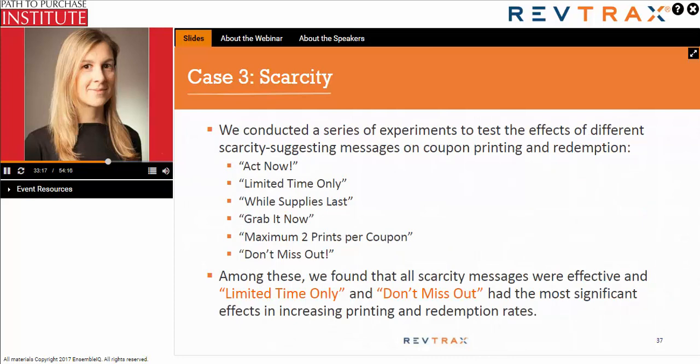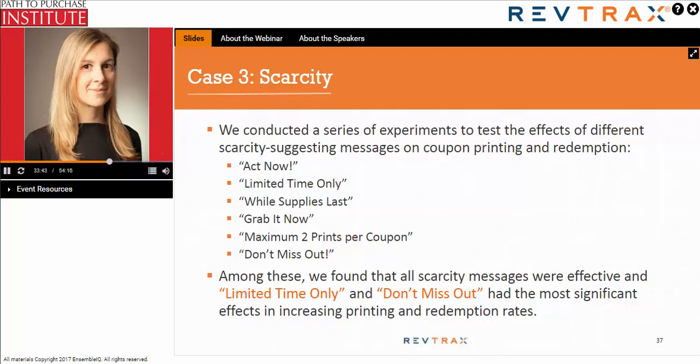Okay, so what did we do? We conducted a series of experiments where we tested the effects of different scarcity-suggesting messages on coupon printing and redemption. So we always had a control, and then we had the following messages such as act now, limited time only, while supplies last, grab it now, maximum 2 prints per coupon, don't miss out.